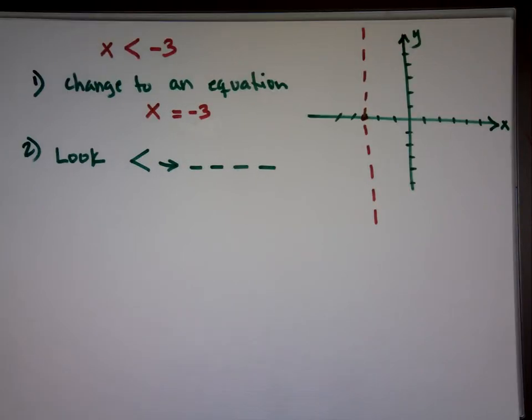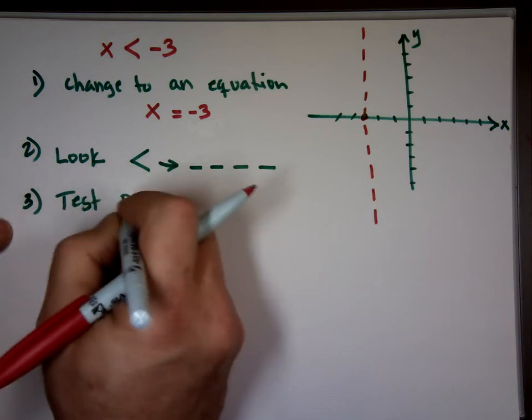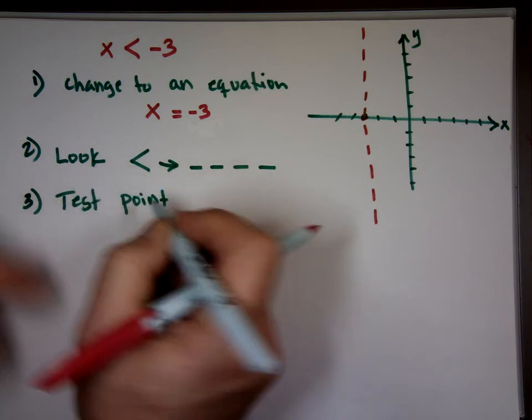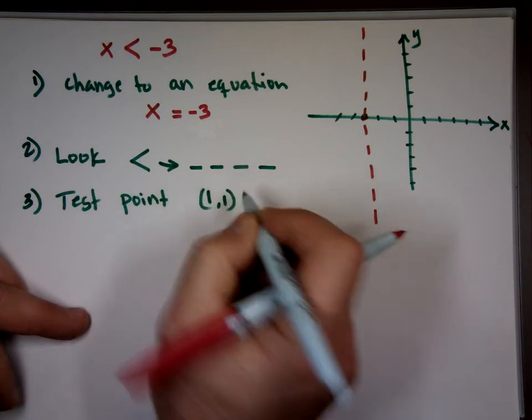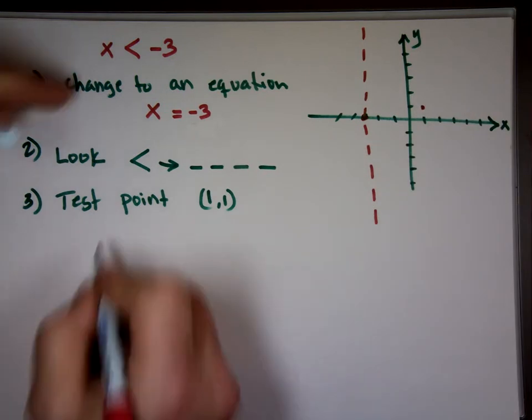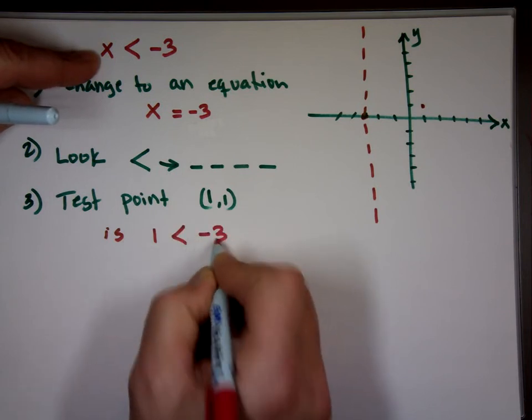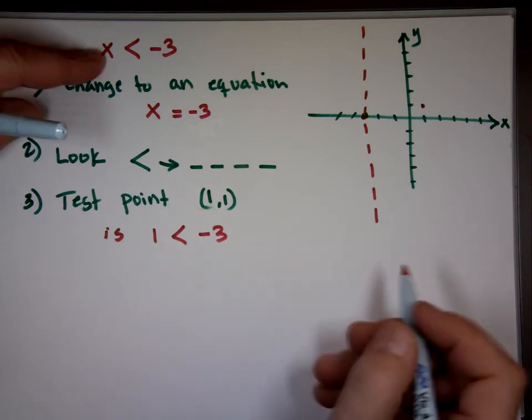If it was y equals a number, that would be left to right, horizontal. But x equals a number is always a vertical line. Now again, step number 3, we take a test point, any point not on the line. 1 and 1. 1 and 1 is right here. Let's try that point. Is 1 less than negative 3, because x is 1? No.